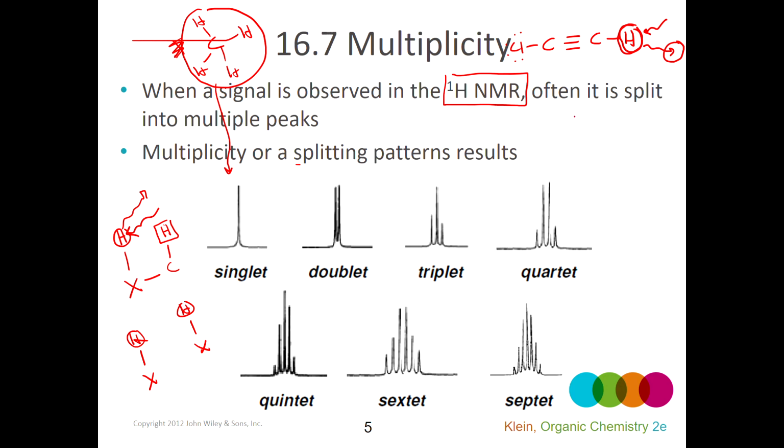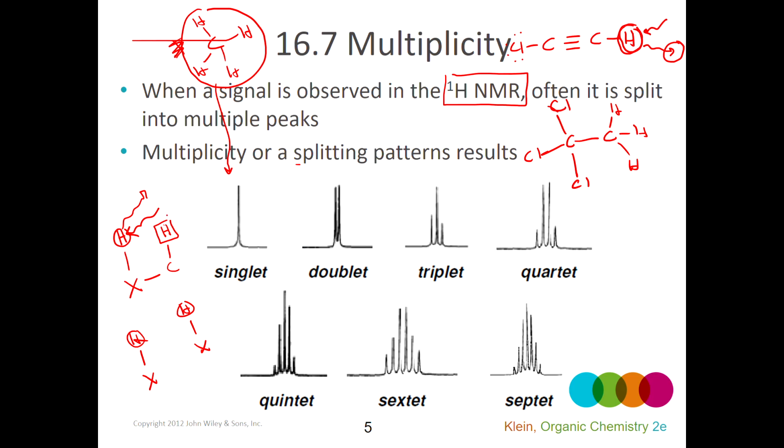I also see a singlet if there are equivalent hydrogens, and then there aren't any hydrogens on the neighboring carbon. So let's just say maybe these are chlorine. If there's no hydrogen on the neighboring carbon, and these three hydrogens here are all equivalent to one another, they'll all release the same amount of energy, and I'll see a single peak for all three of them, right? So if they're equivalent, they show up in the exact same spot.